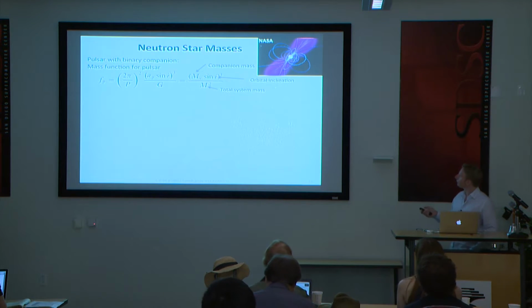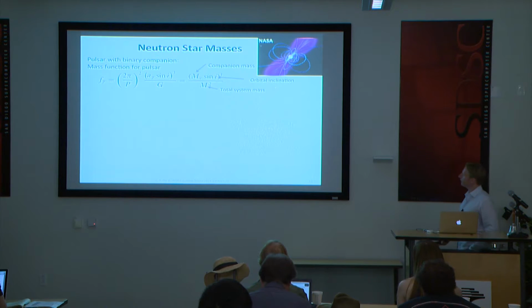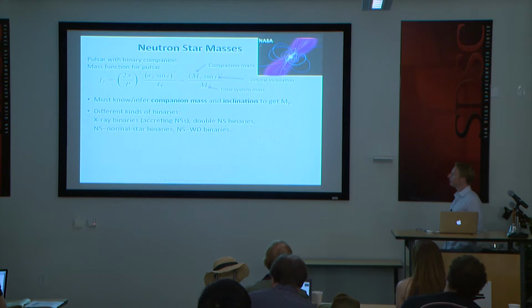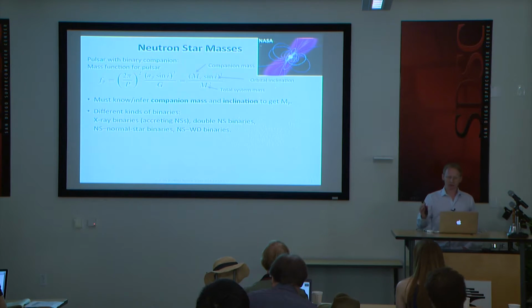You get the mass function of a pulsar, where you know the total system mass and the companion mass, and then you get a mass estimate for the pulsar. So you need to have the companion mass, and you need to have the inclination of the orbit with respect to the line of sight to get the pulsar mass or the neutron star mass. The different kinds of binaries.